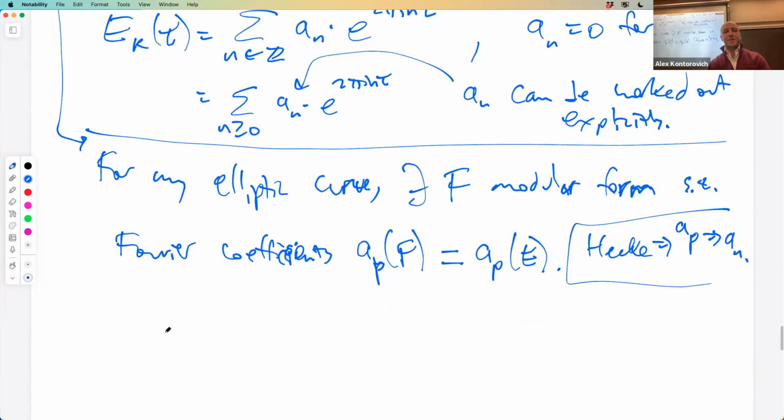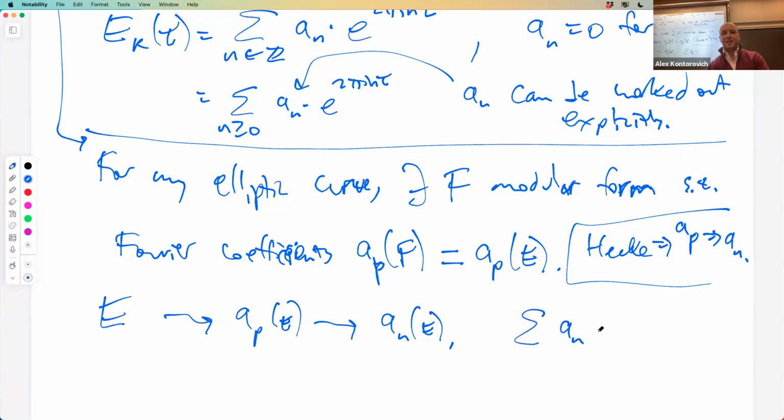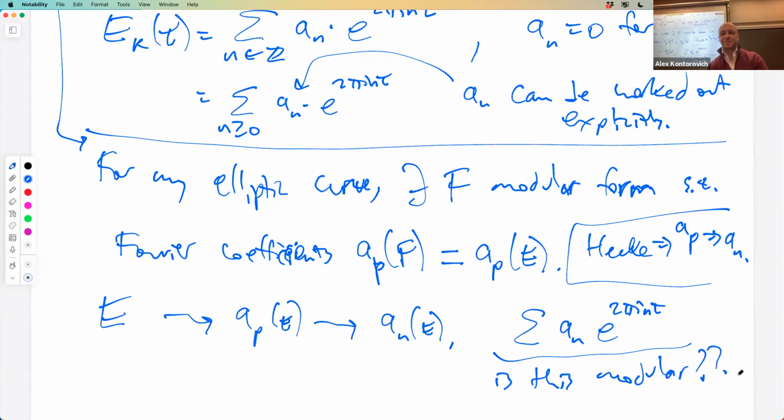So put another way, what this really means is you give me an elliptic curve. That gives me these counts, a_p of E. Hecke tells us how to turn that into a series, a_n of E. And then if I take the sum of a_n times e to the 2 pi i n tau, is this modular? You can make this function. The question is, does the function have the symmetry? Is this modular? Okay, that was the Taniyama-Shimura-Weil conjecture.